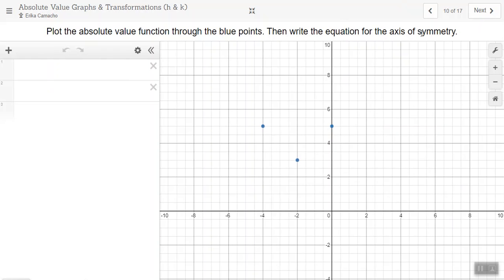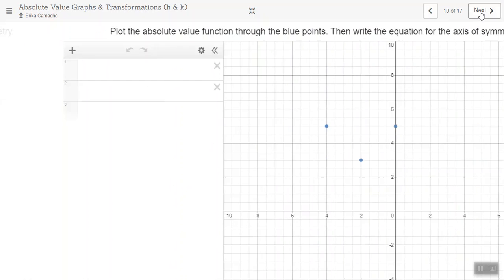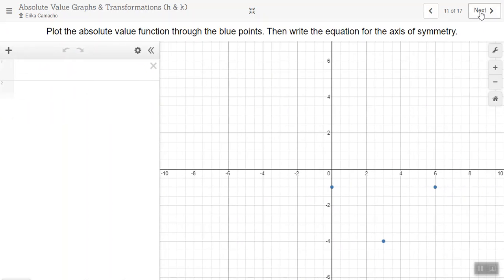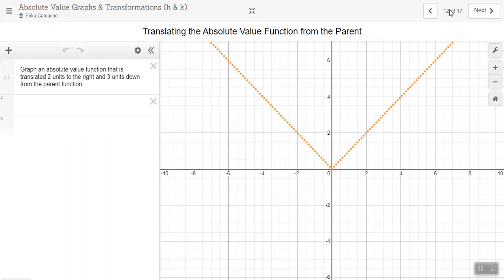Same with this one. The other thing on these is it's also asking for the axis of symmetry. So you need to be able to put an equation that will draw a vertical line through that axis of symmetry. I did that at the beginning of this video. All those ask for axis of symmetry.